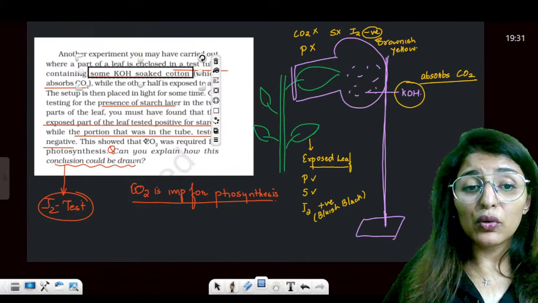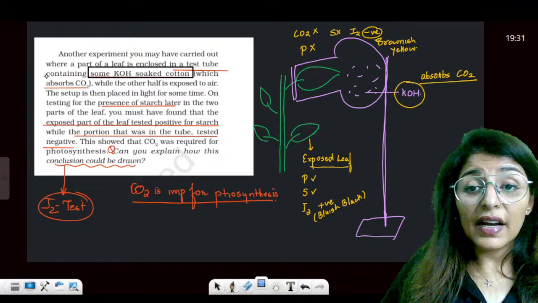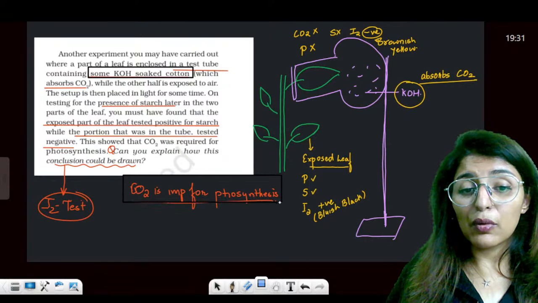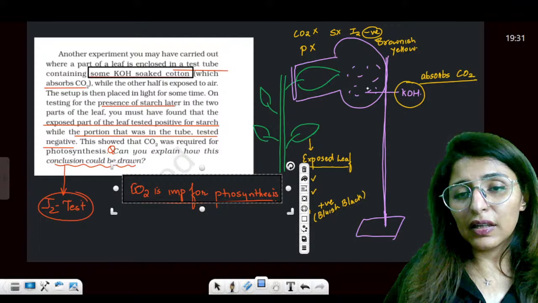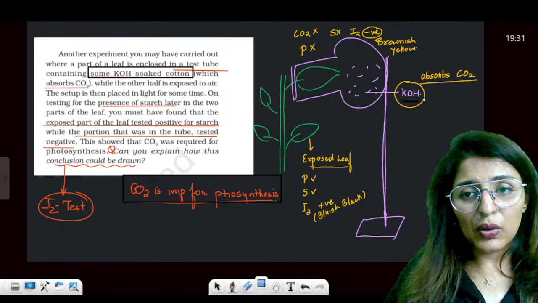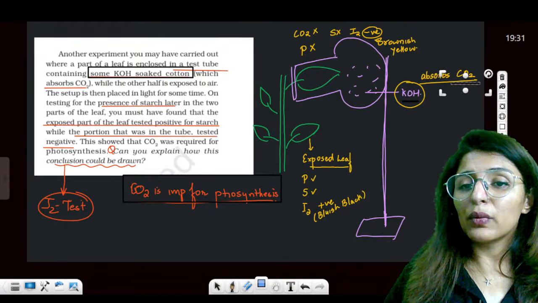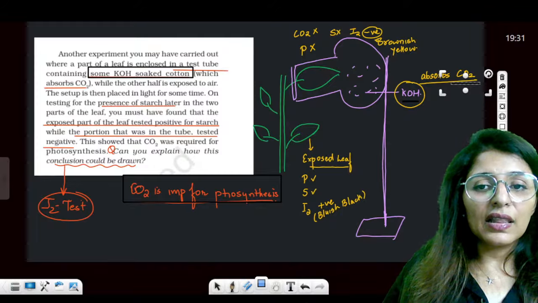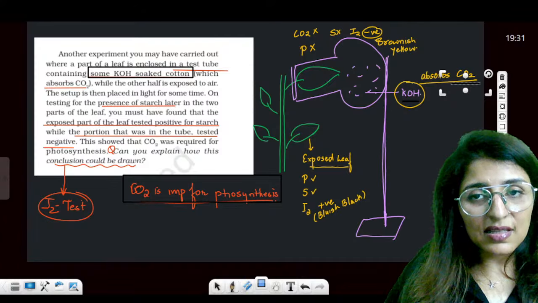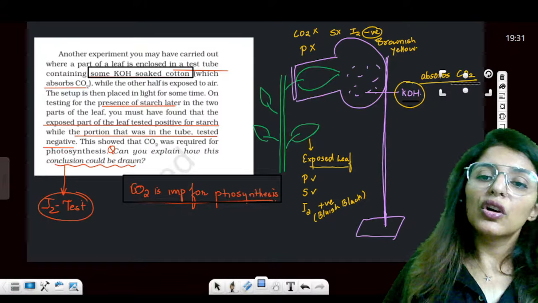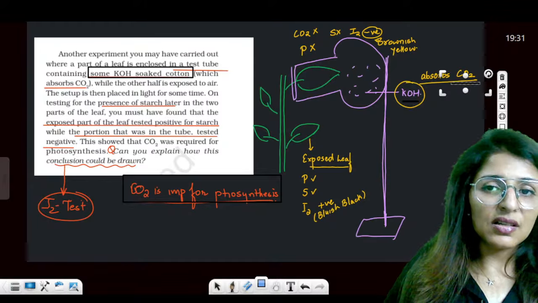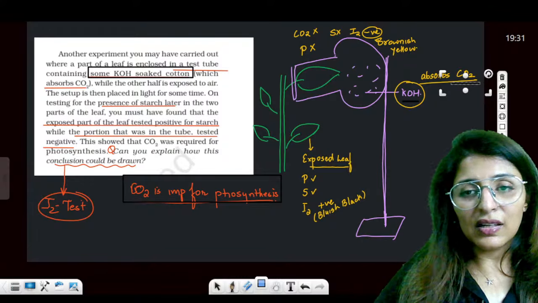Then the KOH experiment. This experiment will prove that carbon dioxide is important for photosynthesis. See, you put one leaf in a beaker which contains KOH. KOH will absorb CO2, and after a few hours we will see that this plant has not photosynthesized, so it will not give an iodine test. Is that clear? Because no CO2, no photosynthesis, no starch, and iodine doesn't change its color.